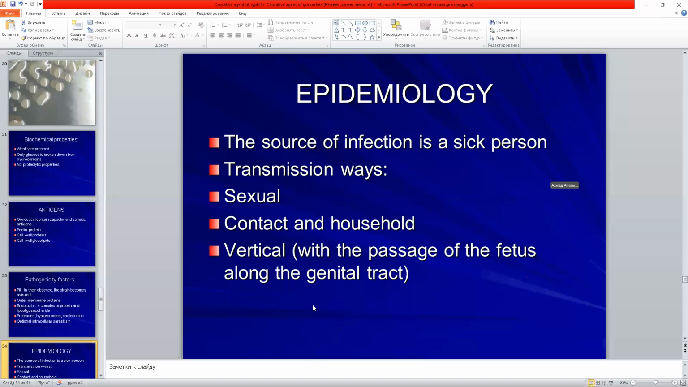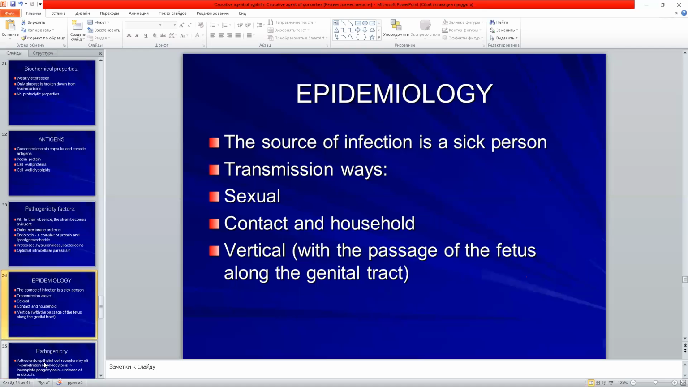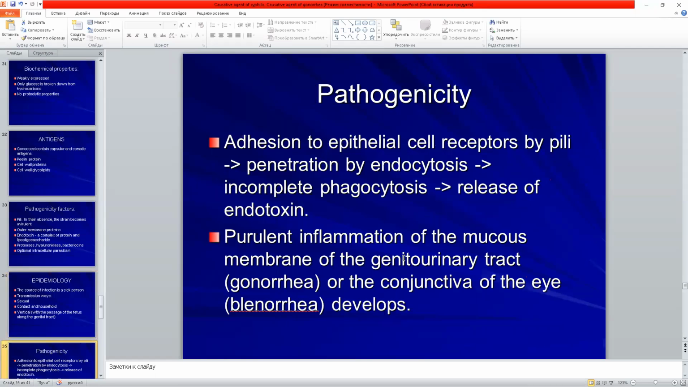Epidemiology. The source of infection is a sick person. Transmission ways: contact, sexual contact, contact at household, and again, gonorrhoeae are transmitted from mother to newborn. They don't go through the placenta, but the newborn can be infected by contact with the infected genital tract of the mother. Gonorrhoeae have affinity to the mucosal membrane of the genital tract. They cause gonorrhea, and they are able to multiply on the mucosa of the eye, where they cause conjunctivitis.